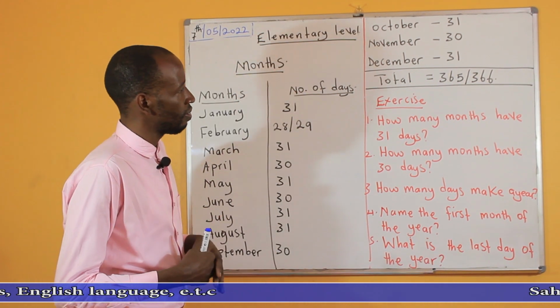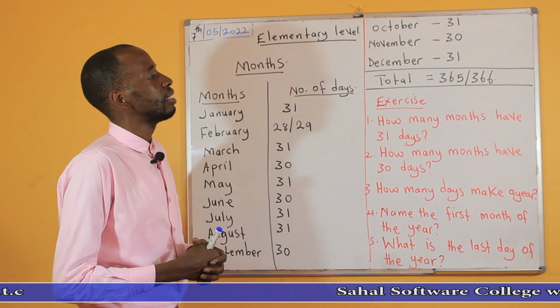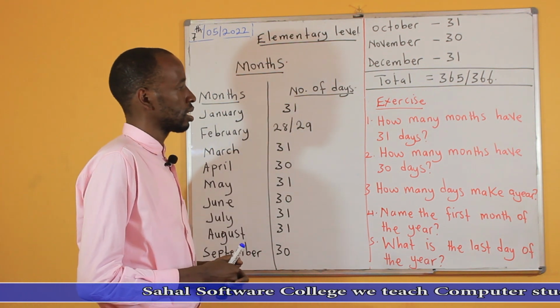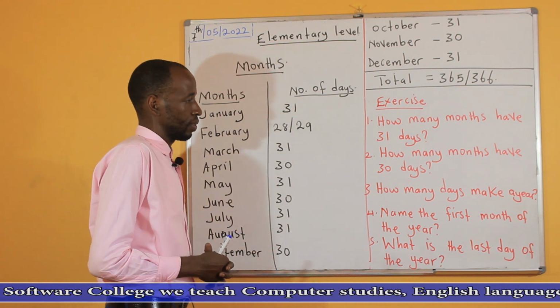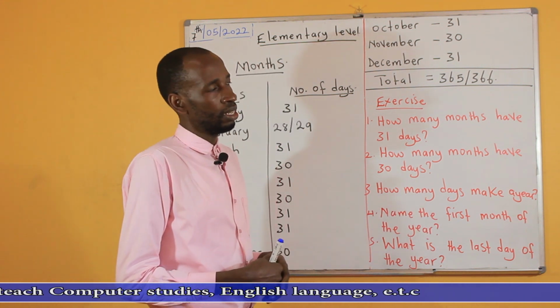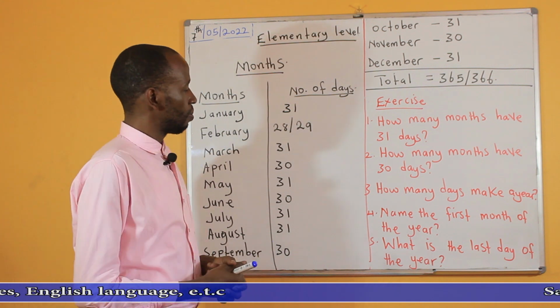It can be 365, sometimes it can be 366. So you can say there are 365 or 366 that make a year. So don't forget days. There are 365 or 366 days that make a year. Let's go to number 4.